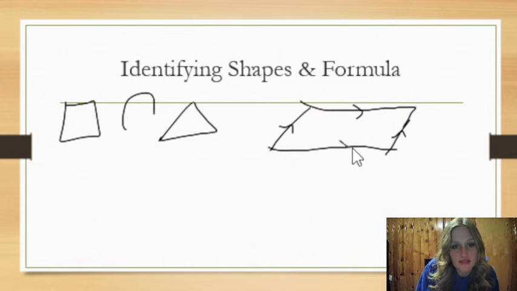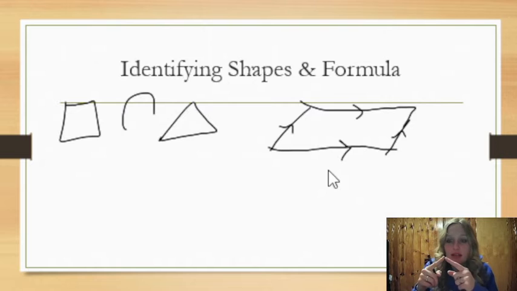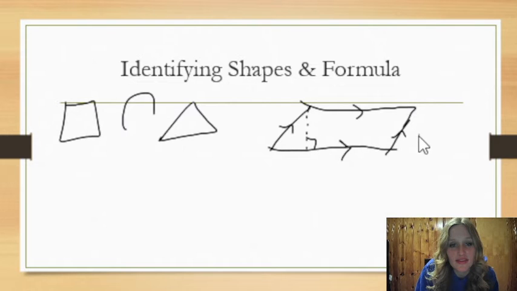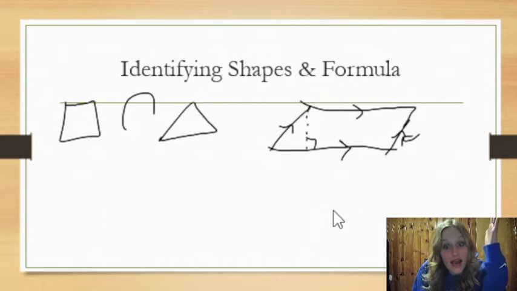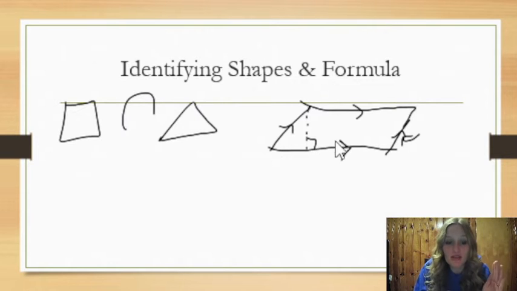See these little arrows? That's what they mean: parallel lines. A parallelogram also has height. Now this cannot be the height because it's not straight. It's crooked. It's got to be straight up and down. So this is a straight up and down height.